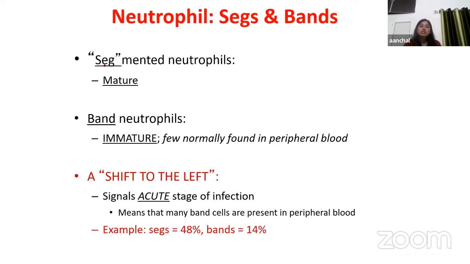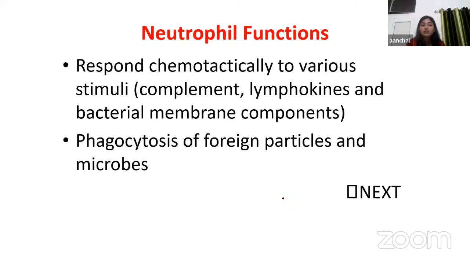So as we have discussed, the segmented neutrophil is the mature one, and the band neutrophils are immature, right? A shift to the left indicates, or is the signal of, the acute stage of infection, meaning that many band cells are present in the peripheral blood smear. So as we have seen in percentage, the segmented will be 48% and the band cells will be 14%.